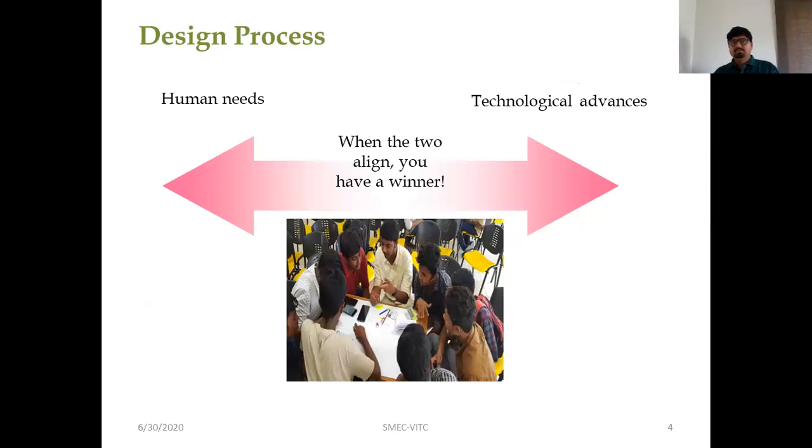What is the design process? There are needs of humans that need to be attended, but at the same time, with the technologies available in the market, will it be possible to use those advances in technology to address these needs? If you are able to use the technological advances and attend these human needs, then both are going to align, and you'll be the winner.